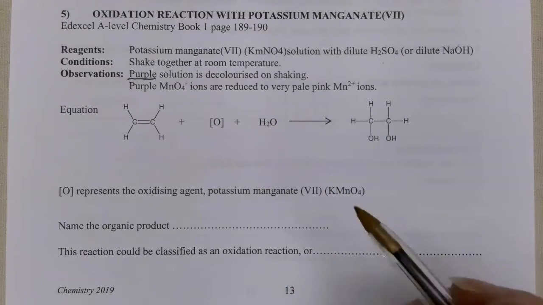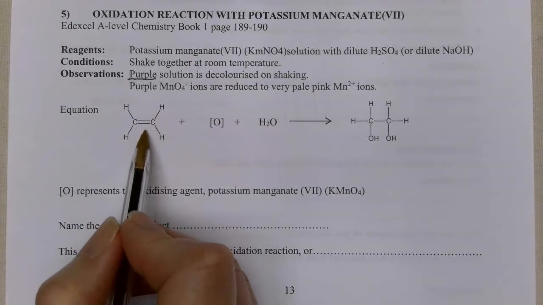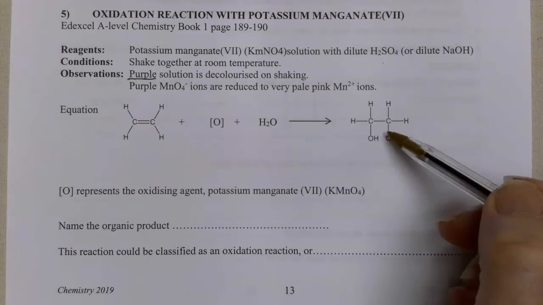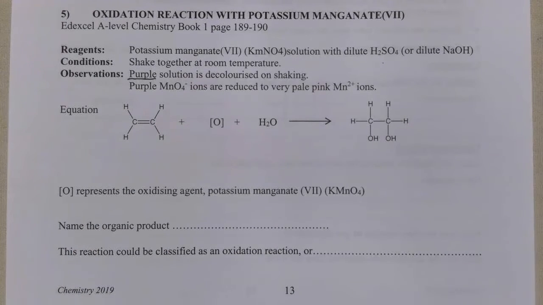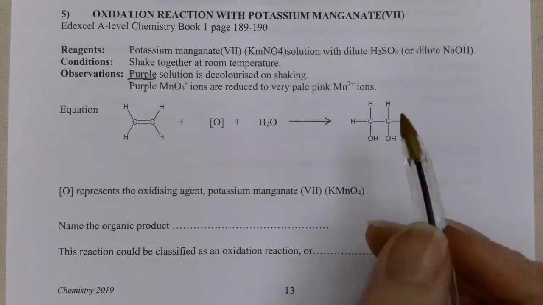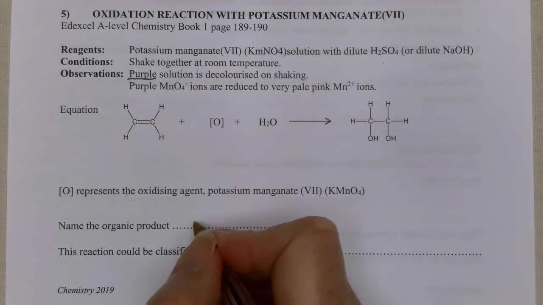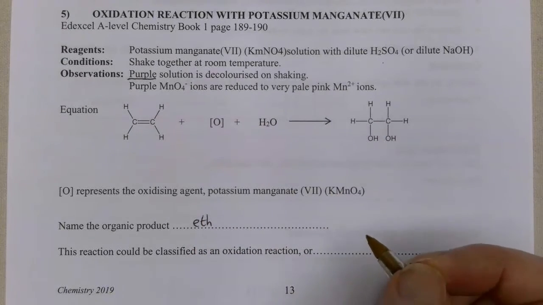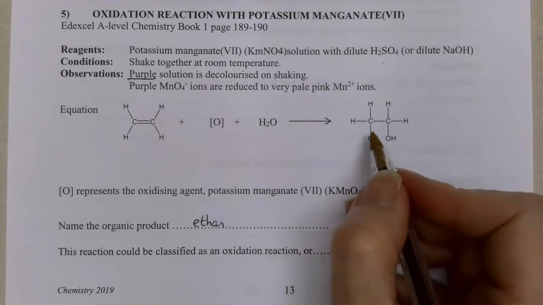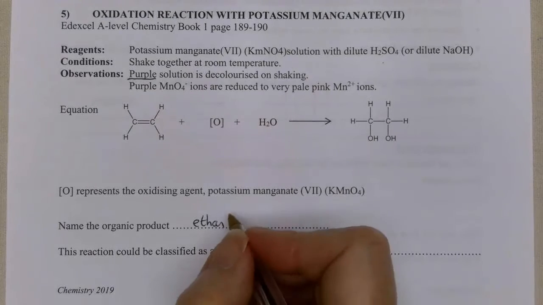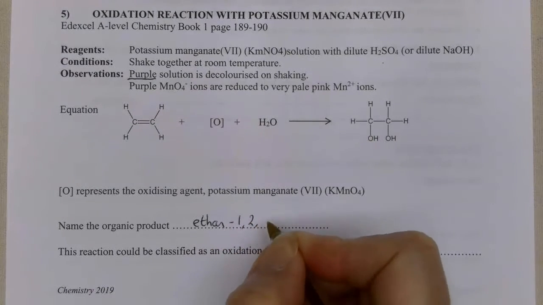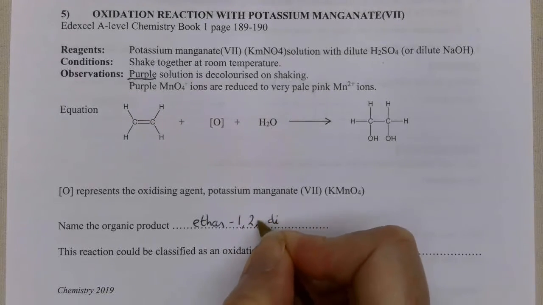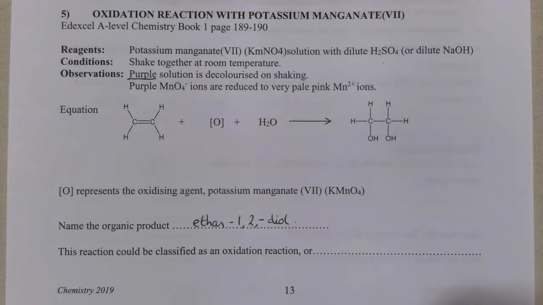So again, you're going to open up the double bond, but this time you're adding OH groups onto each of the carbons of the double bond. So this organic product has two carbons, so it's eth. It's an an because we've lost that double bond, so it's eth-an. And because I'm on carbon number 1 and number 2, it is ethane-1,2-diol.